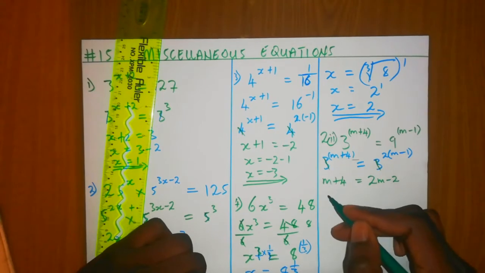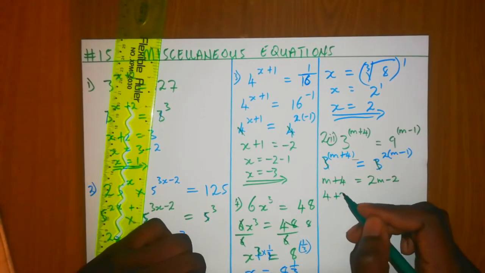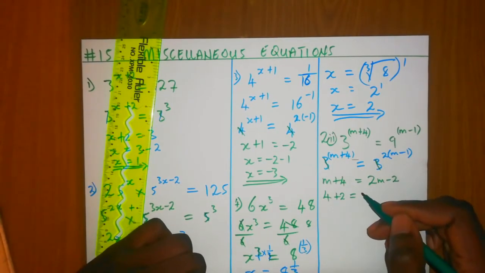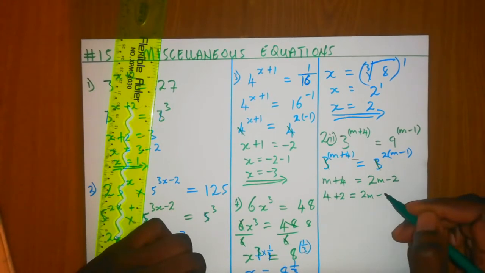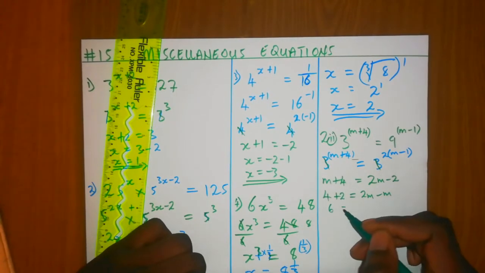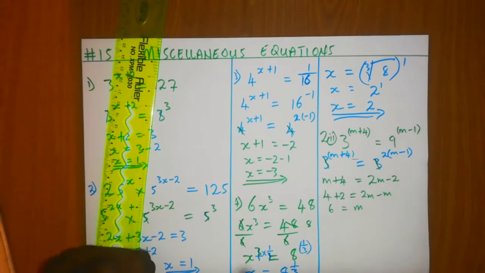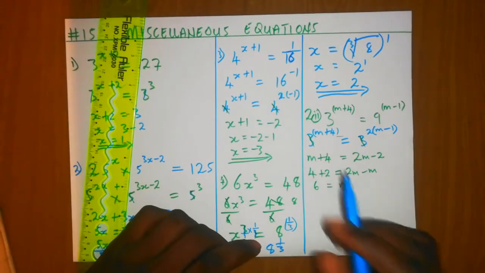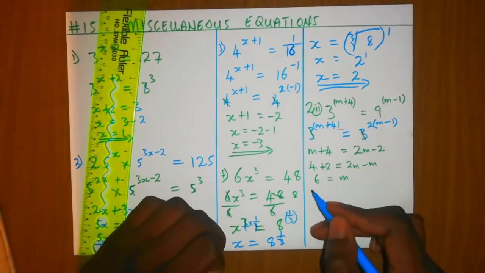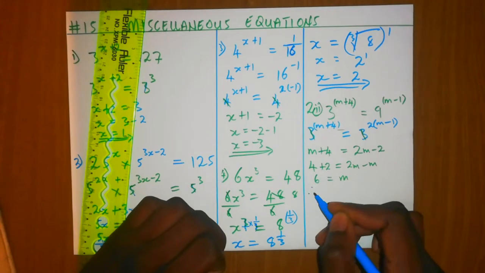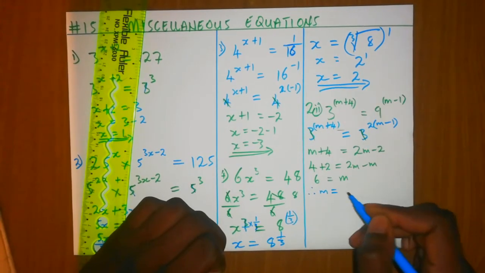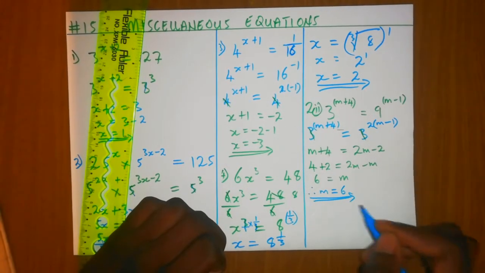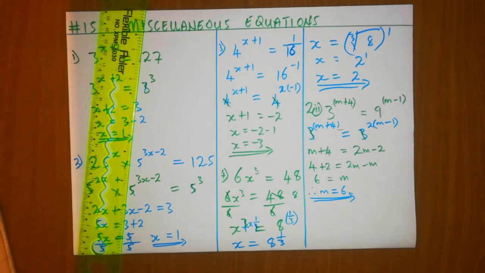I'll then collect my like terms. 4 plus 2 is equal to 2m minus m. Then 6 is equal to m. Whenever in maths, if you work your answer and it appears to be like this, it's still incomplete, then you are supposed to indicate by saying therefore m is equal to 6. This is now your final answer. Let's move on to the other question.